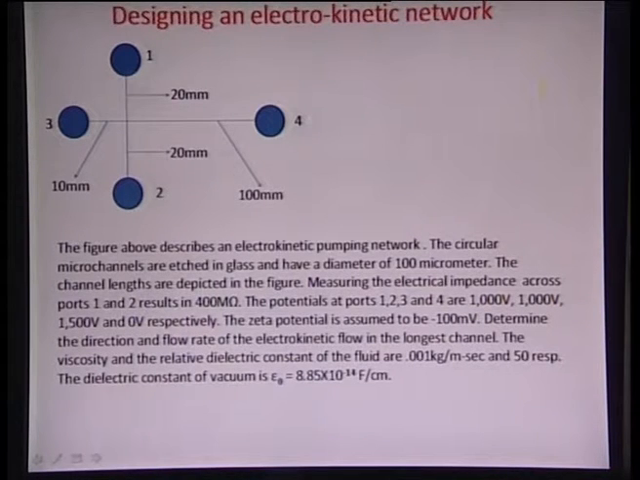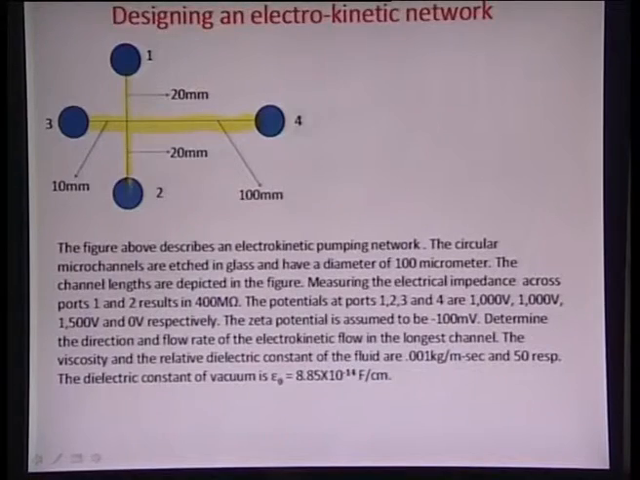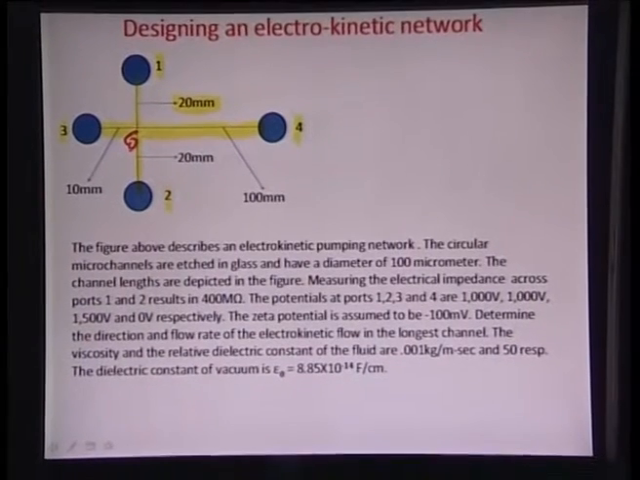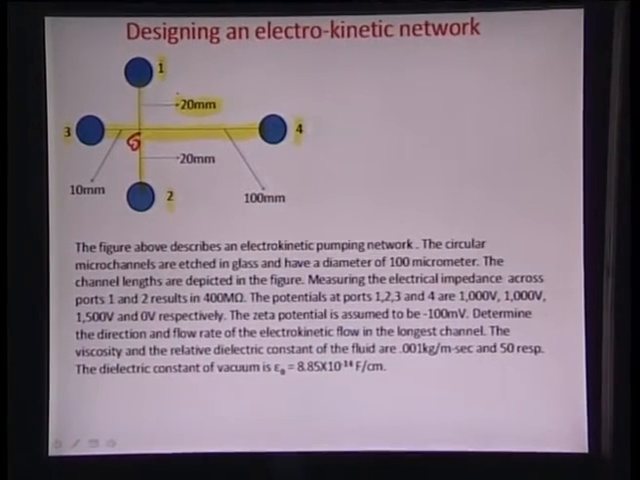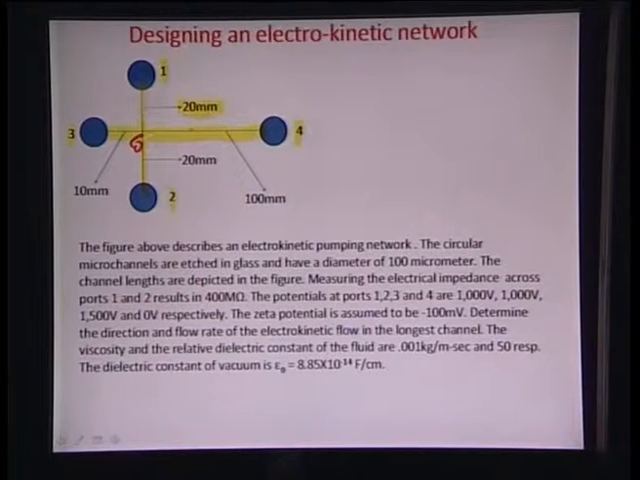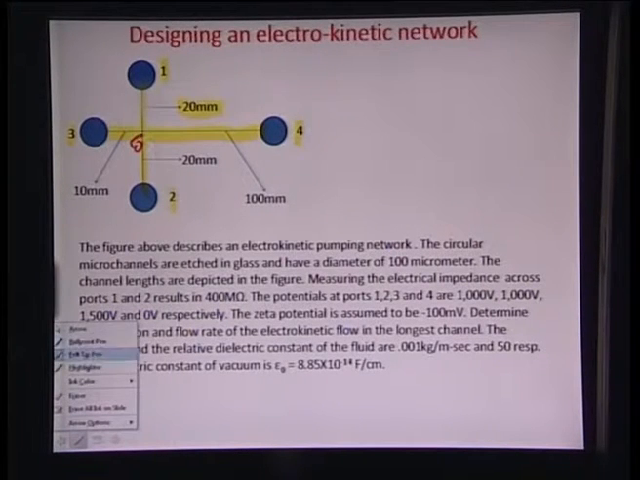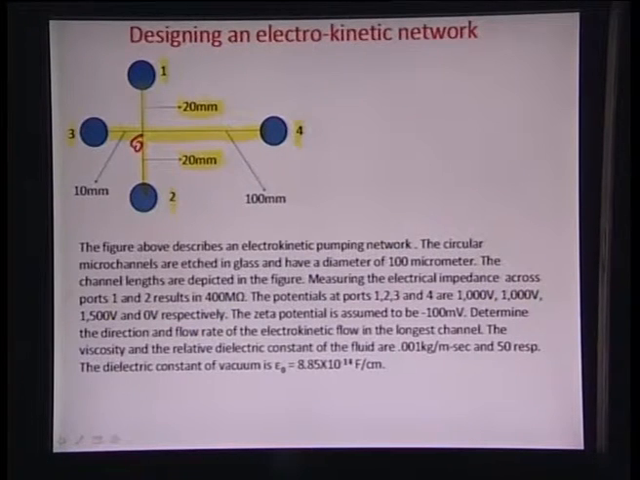So here in this figure, as you see, there is a crisscross architecture of microchannels, right? And there are 4 reservoirs marked 1, 2, 3 and 4, and length dimensions of these individual channels are given. For example, if we consider the center of the intersecting network of channels to be O, then 1O length is 20 millimeters, 2O is again 20 millimeters, 3O is about 10 millimeters, 4O is about 100 millimeters.